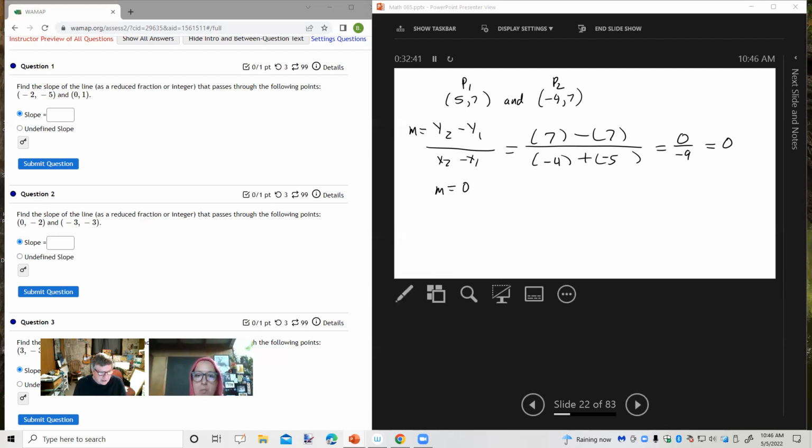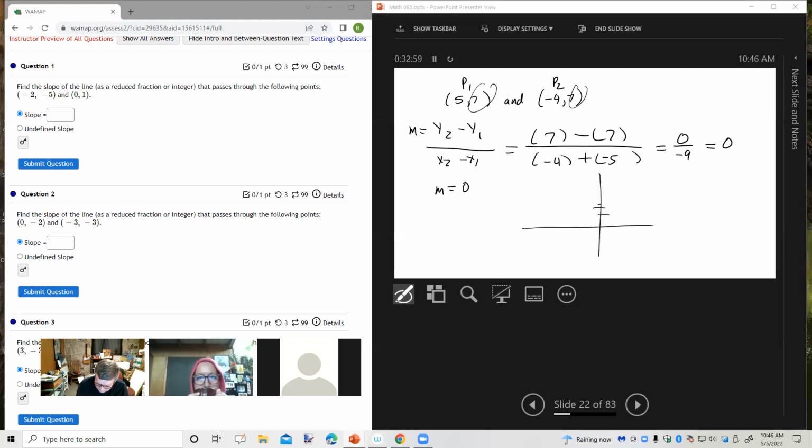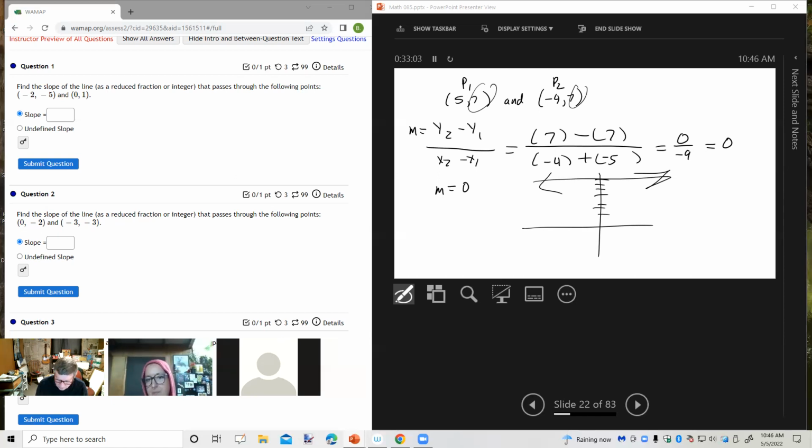So let me ask you this, see if you remember. If the slope of the line is 0, is this line going up, going down, horizontal, or vertical? Which one is it? Horizontal. Excellent. So this is a horizontal line. Notice it has the same y value. So it would be a horizontal line passing through y equals 7, and then you've got different x values.